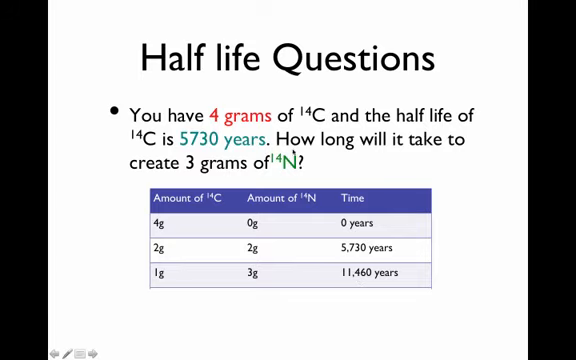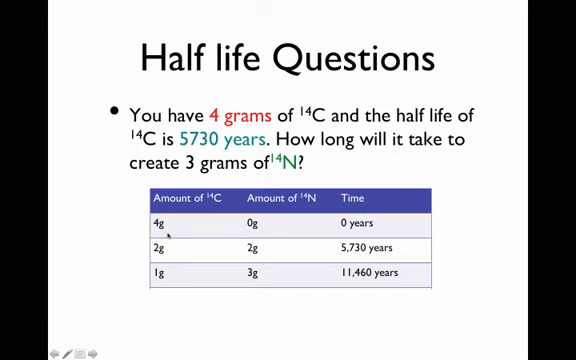And that is basically the question. How long will it take to make 3 grams of nitrogen-14? Well, here's our 3 grams of nitrogen-14. It's going to take about 11,460 years to get there, if we started out with 4 grams of carbon-14. So that is how you do these types of problems.